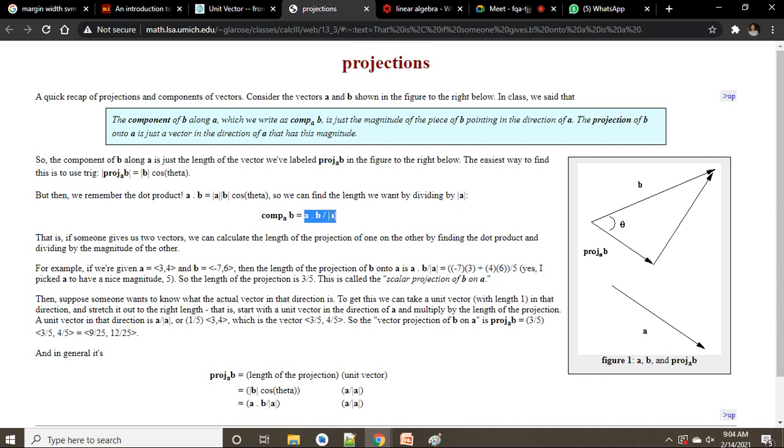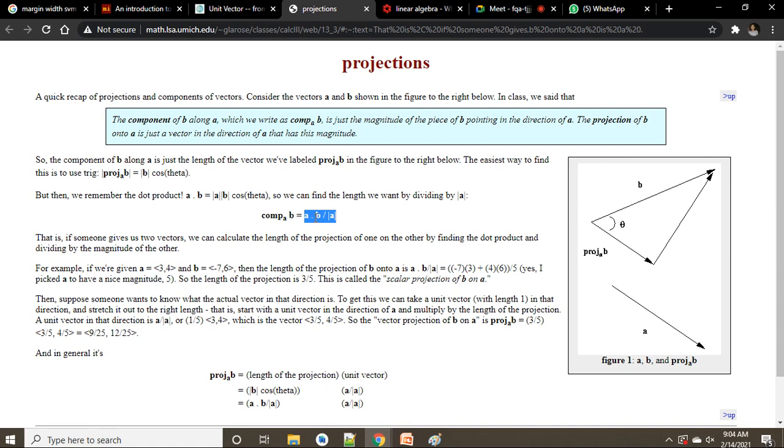Otherwise, whichever vector you have, you have to multiply it with the unit vector of the other vector. Unit vector in the sense A divided by mod A. If your vector value is W, then W divided by mod W. Mod W in the sense under root of a square plus b square, if a and b are the coordinates. Okay, a and b are the coordinates.